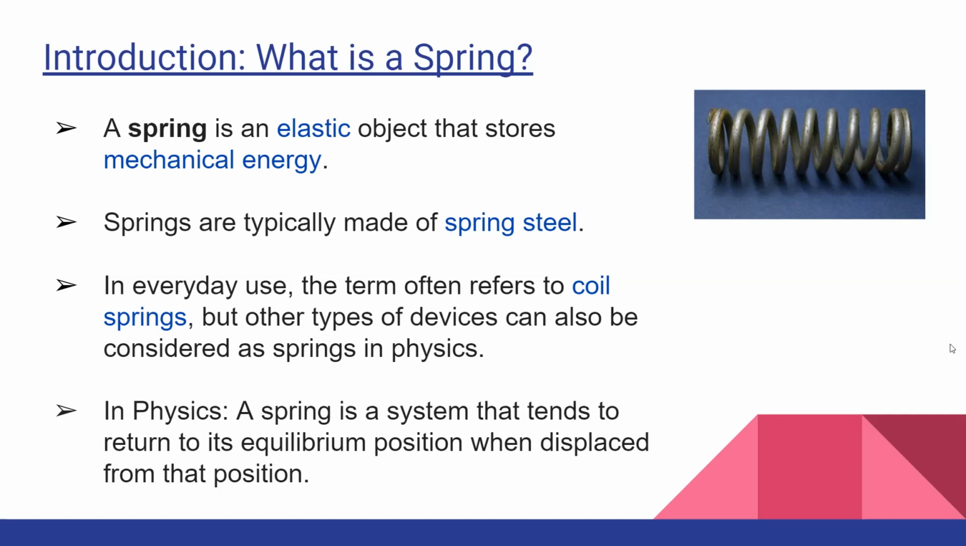and in everyday terms, a spring is almost always a coil spring, which is the kind of spring that you can see on the right of the slide. But there are other types of devices that can be considered as springs in physics. In physics, a spring is defined as a system that tends to return to its equilibrium position when displaced from that position.